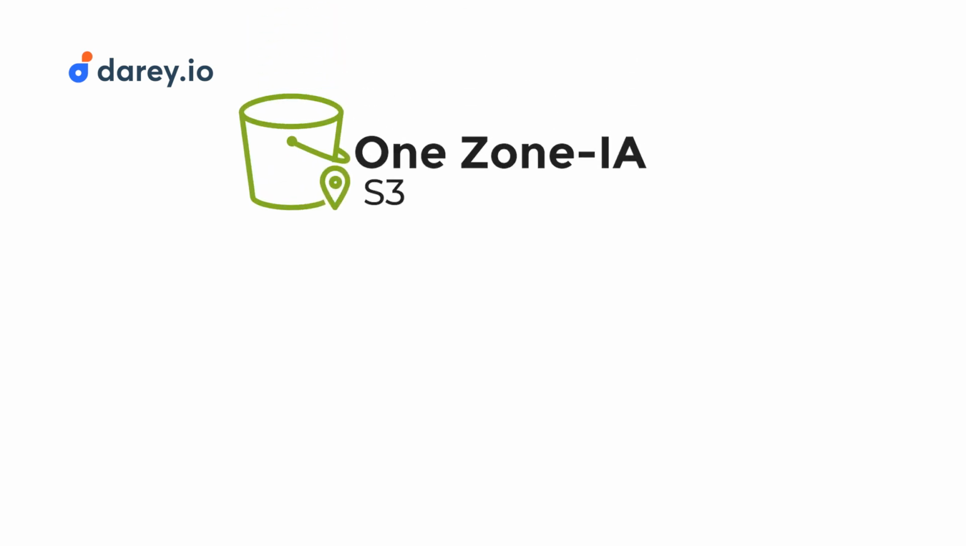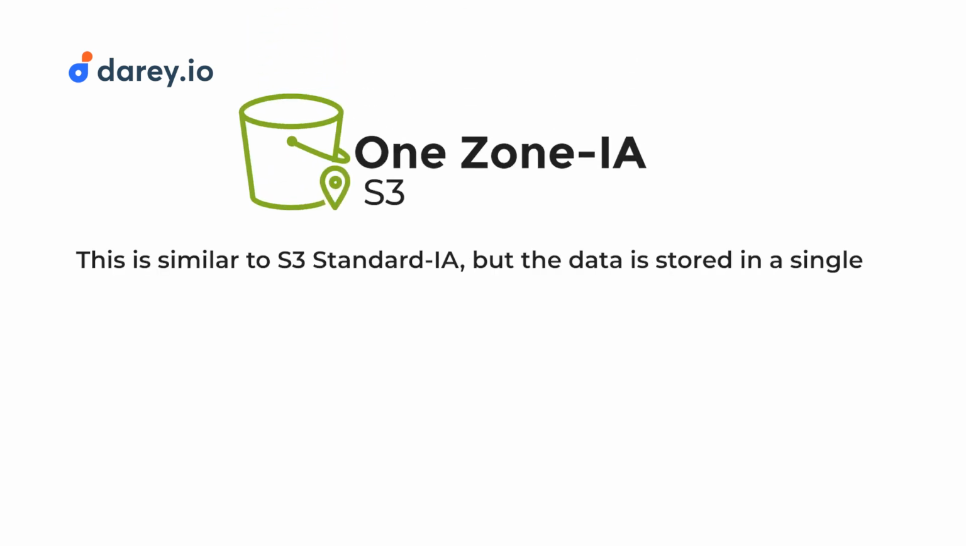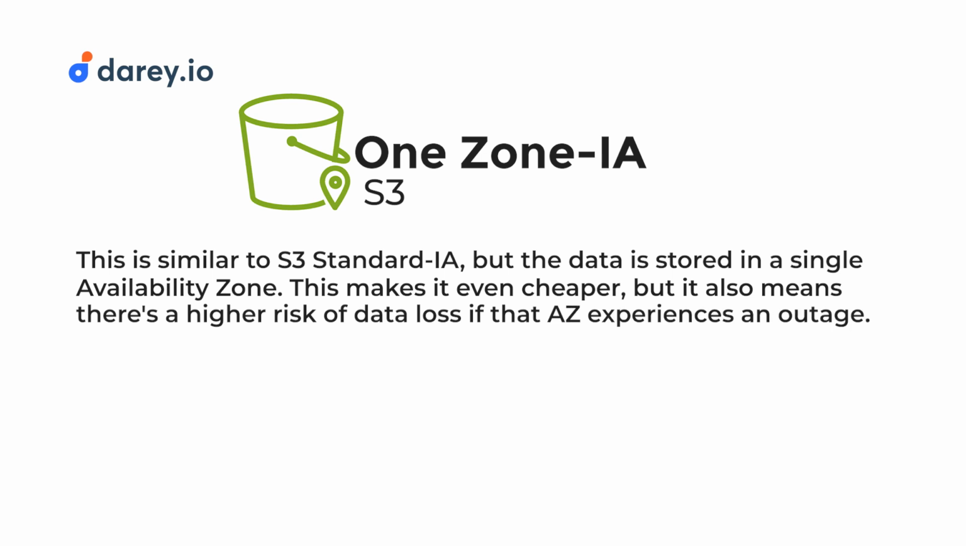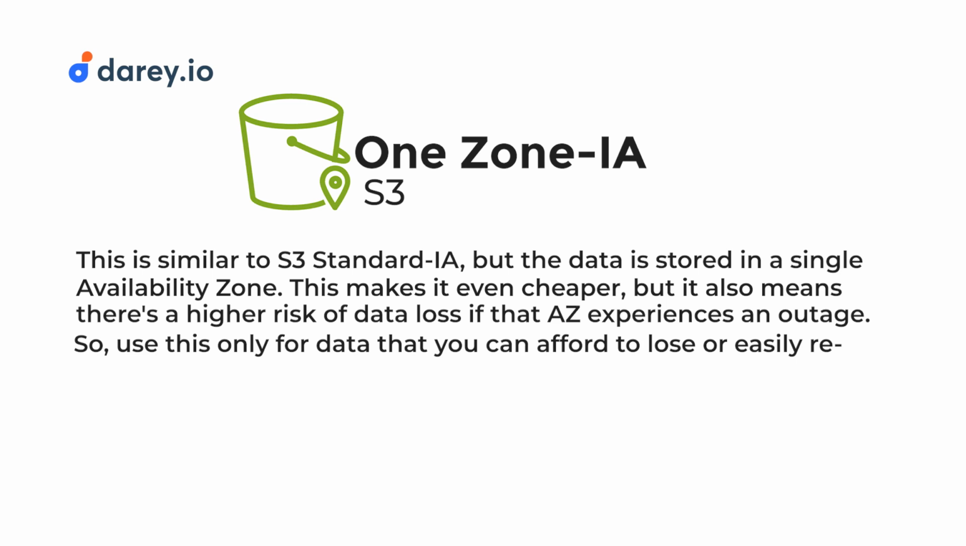S3 One Zone IA. This is similar to S3 Standard IA, but the data is stored in a single availability zone. This makes it even cheaper, but it also means there's a higher risk of data loss if that AZ experiences an outage. So, use this only for data that you can afford to lose or easily recreate, like development or test data.